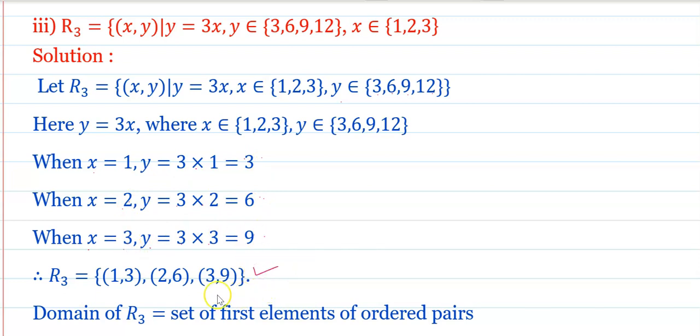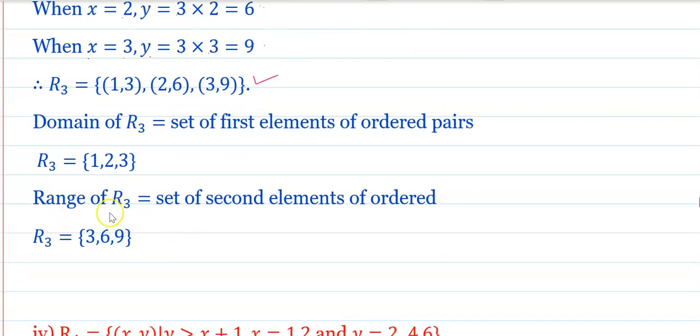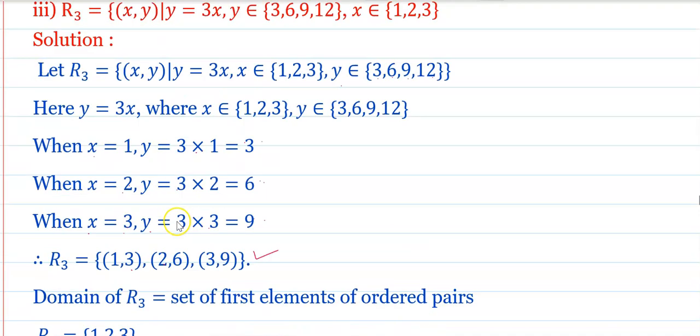Now the next is the domain of R3. Domain of R3 is 1, 2, 3, that is the first element of the ordered pair. Range of R3, the second element, that is 3, 6, 9. Easy questions.